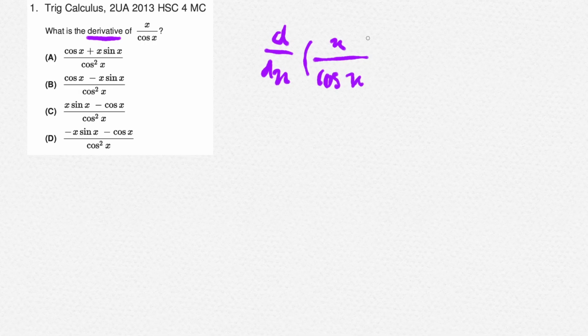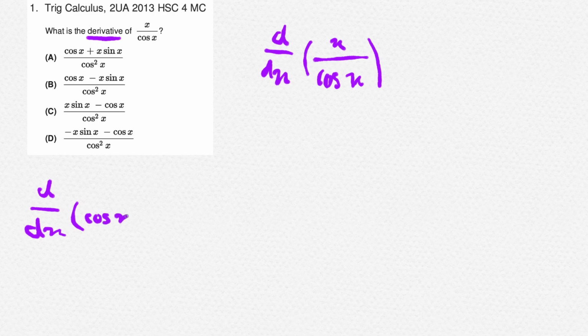Now let's get started with our first question. What is the derivative of x over cos x? Now, in this question, it is asking us to find the derivative of x over cos x. So let's write this down to support our working out. D over dx, open bracket, x divided by cos x, close bracket. For this question, we are going to use the quotient rule.